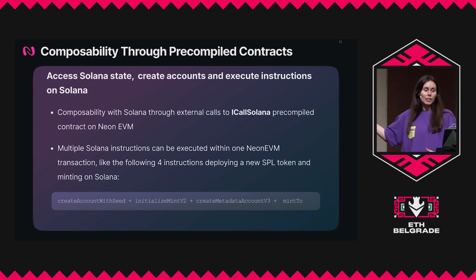These precompiles basically allow you to access Solana state, create accounts, and execute transactions on Solana. And this, again, happens through the ICall Solana precompile. And another thing, with this precompile, you can batch, you can pack several functions into several instructions. For example, like here, for deploying a new SPL token and minting it on Solana into a batch and send it as one transaction through Neon EVM.